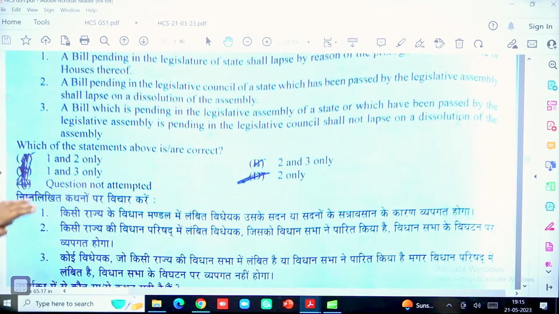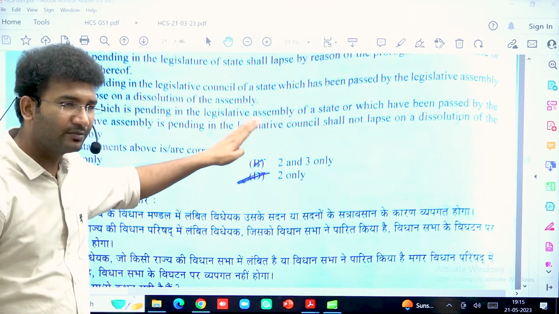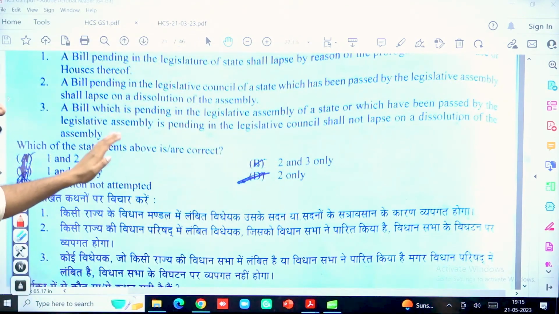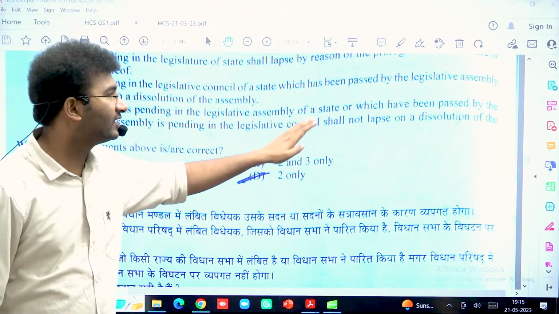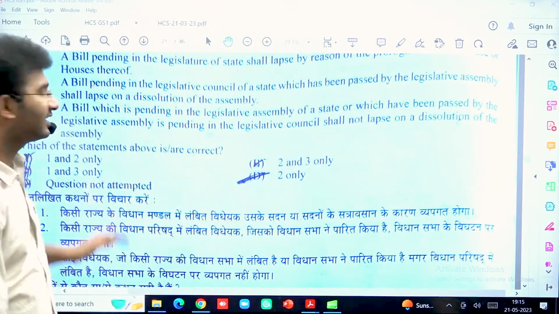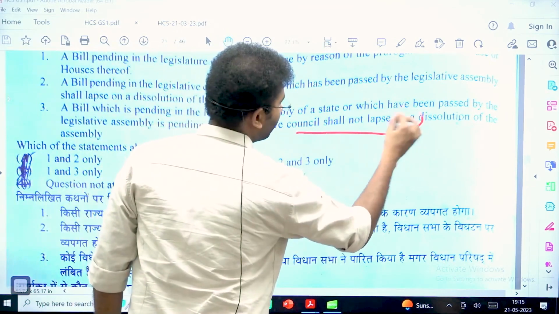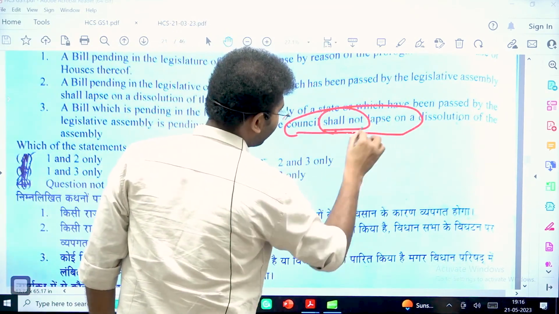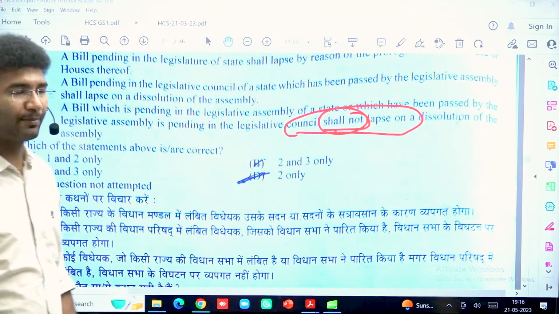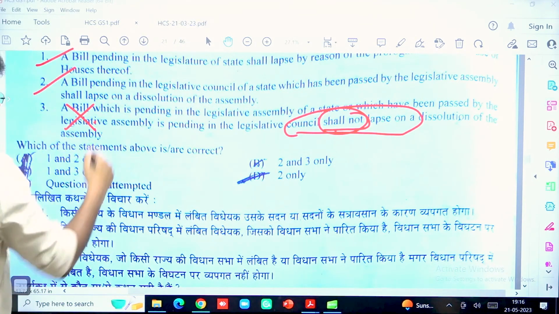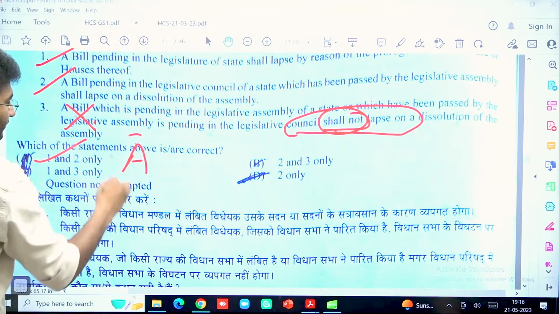Now, the third statement is a dicey statement. A bill which is pending in the legislative council of a state, which has been passed by the legislative assembly, shall not lapse on the dissolution of the assembly. No, it shall also lapse. So the answer here is that statement 3 is wrong, and 1 and 2 are right. So the answer is A.